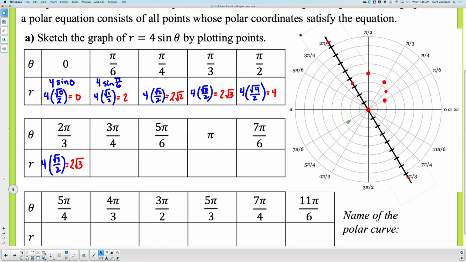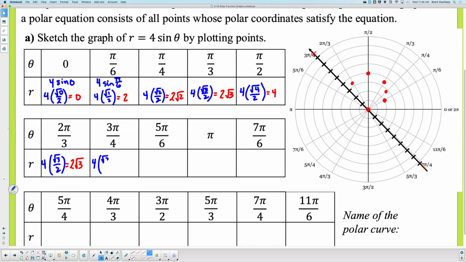Next point, I'm going to keep rotating my axis, is 3 pi over 4. 3 pi over 4 would be 4 square roots of 2 over 2. Again, you could do your hand trick later, but I'm just going faster here. This value we already have written right there. That's going to be 2 square roots of 2, which I told you is approximately 2.82. Wherever you think that is, plot that point.